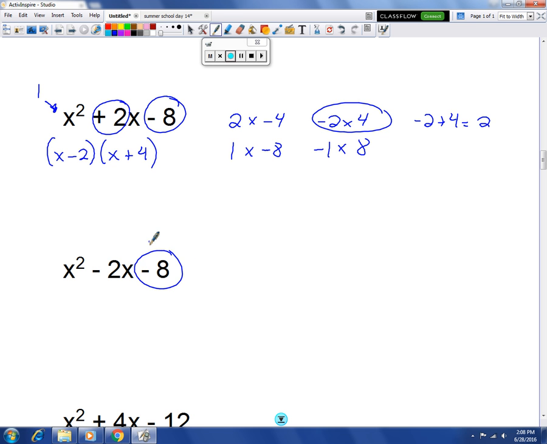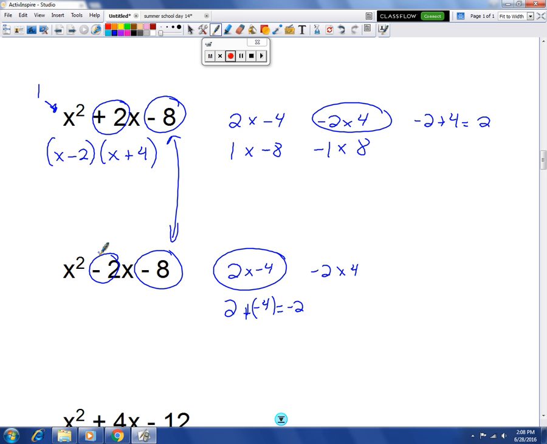Alright, negative 8 again. Again, I'm pairing it up. It's probably pretty obvious what I'm doing. 2 times a negative 4, negative 2 times positive 4. This time, this is the one that's going to work, right? These two add up to the negative 2. You add these up, you get the negative 2 that you have in the middle. Okay, multiply to make the last number, add to the middle number. x plus 2, x minus 4.